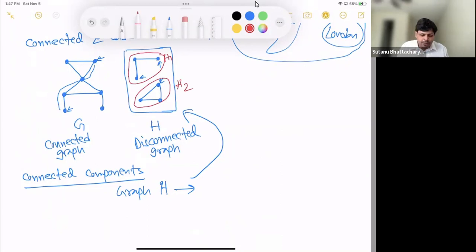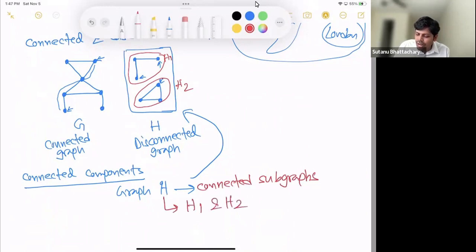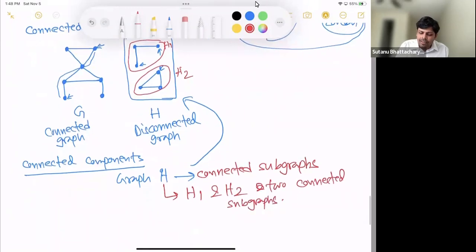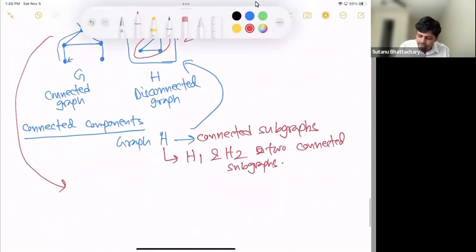So connected components is nothing but connected subgraphs. So in this graph H, you have H1 and H2, two connected subgraphs. Even if you think of this graph G, let's draw it again. So this was your graph.